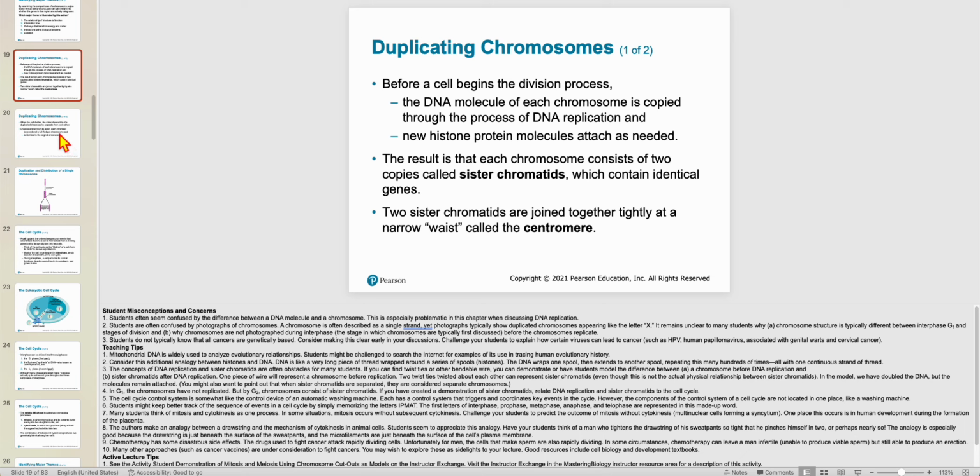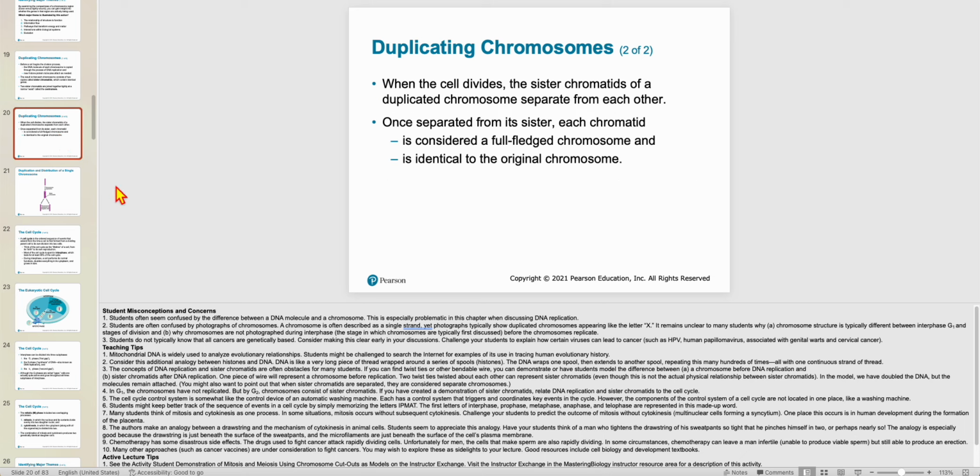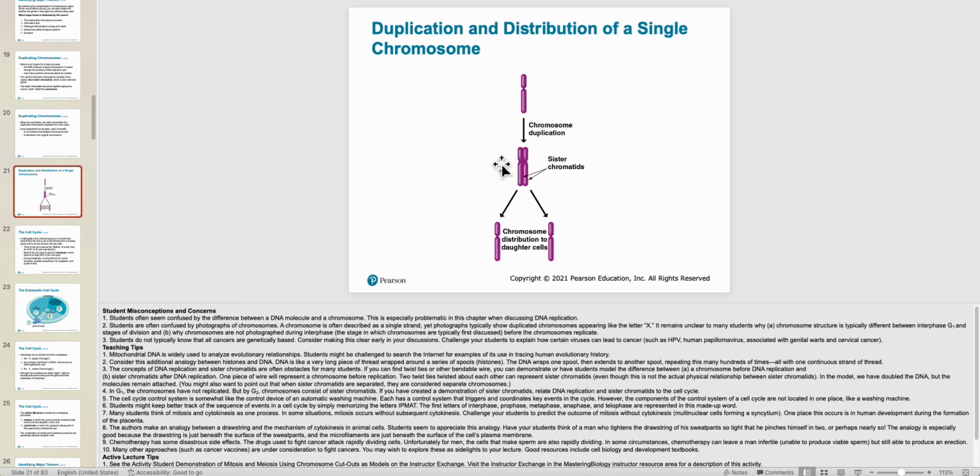Okay, that's done. And here's a picture of it. So again, I've said it, and now you see another copy. So here is a chromosome that's been duplicated. Each leg is a chromatid. And when they split apart eventually, they're going to be called full-fledged chromosomes. And yes, they are copies of each other.